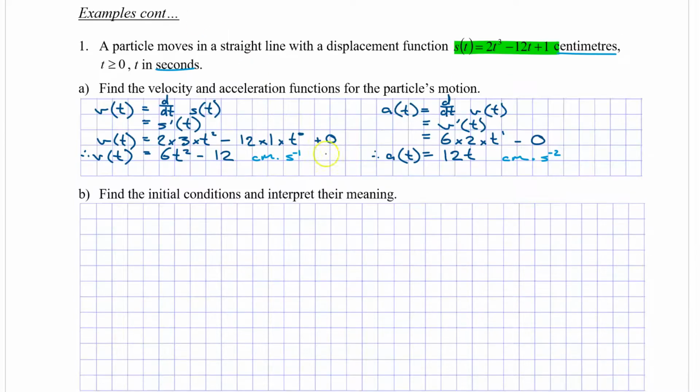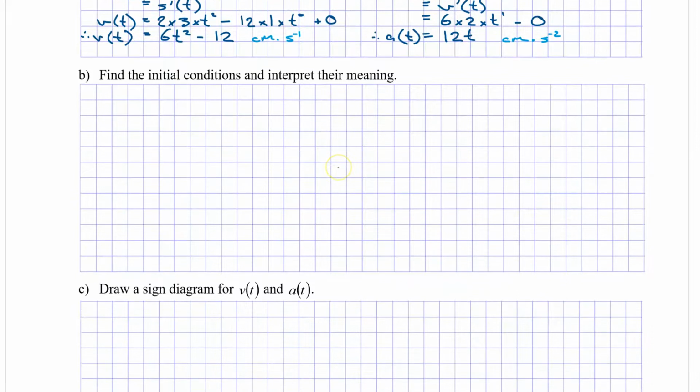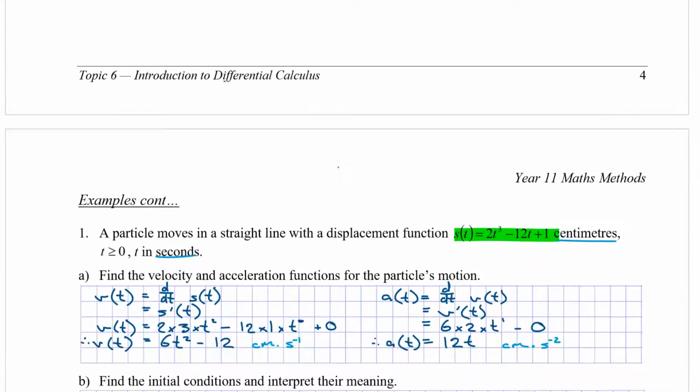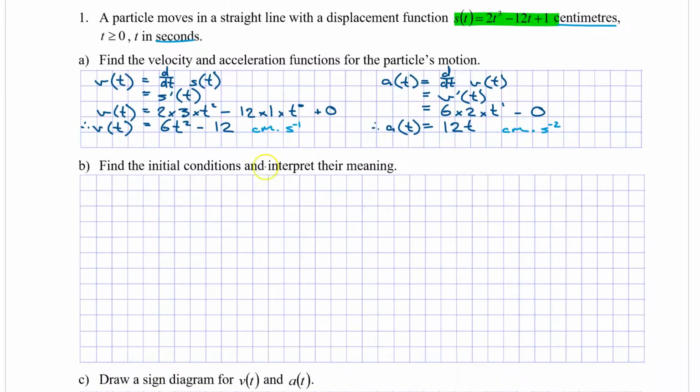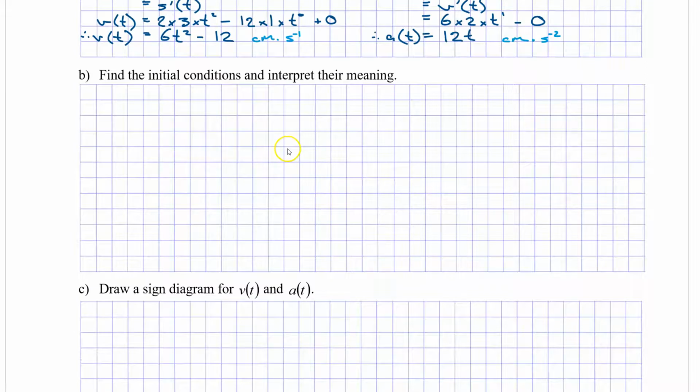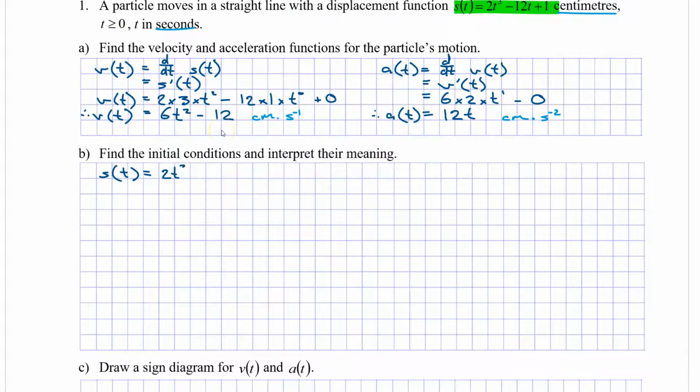Now find the initial conditions and interpret their meaning. So remember, the initial conditions are when we plug 0 into all of these functions. So let's have a look at what that would mean. If s of t is 2t cubed minus 12t plus 1, okay, so the initial displacement is 1.